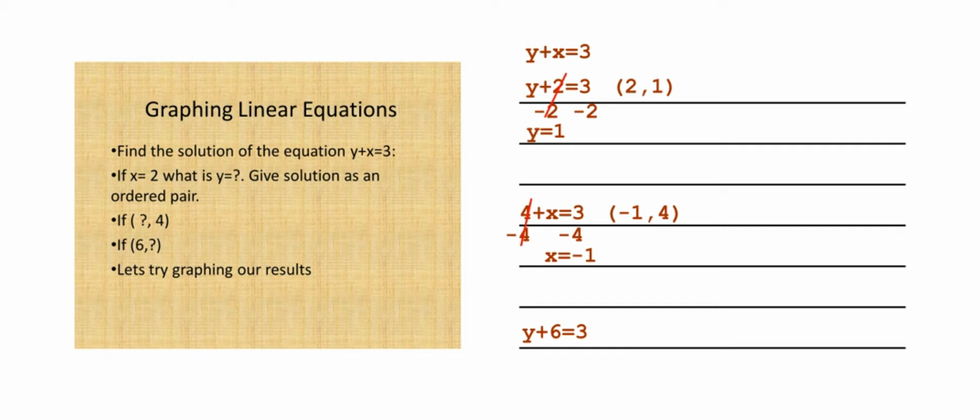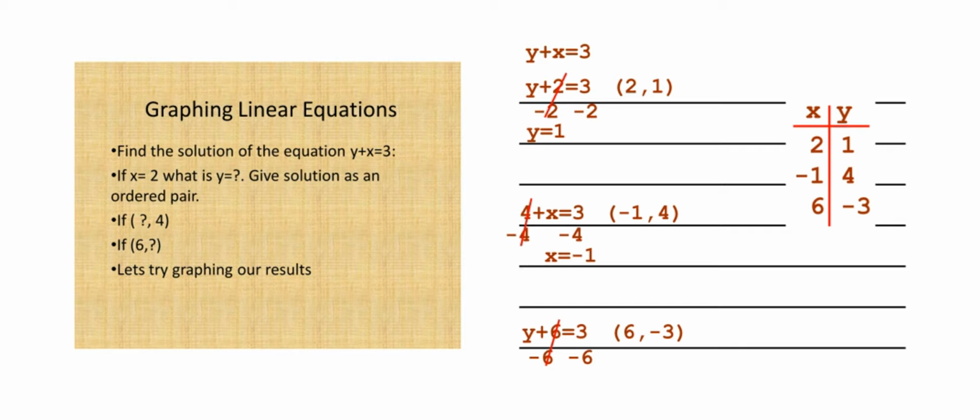Let's try for y plus 6 equals 3. Okay, that means we're going to get rid of the 6 by subtraction. So minus 6 on both sides. 6 minus 6 cancels out. And 3 minus 6 gives us, well, you get the idea, minus 3. 6, comma negative 3 is our answer.